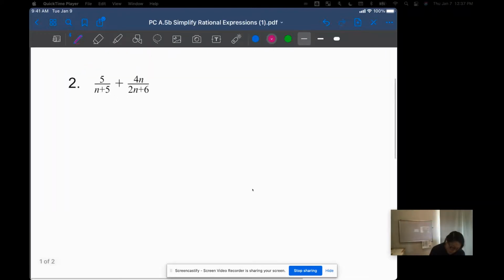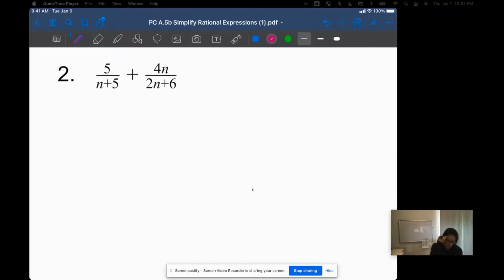Okay. All right, so the second one, 5 over n plus 5 plus 4n over 2n plus 6. So I'm going to get my excluded values. n cannot equal, let's see, for the first, n plus 5 is equal to 0, so it would be -5. And then I'm going to set 2n plus 6 equal to 0 and solve for n. So I get 2n, subtract 6, and then divide by 2. So n cannot equal -3. Okay, these are my excluded values.